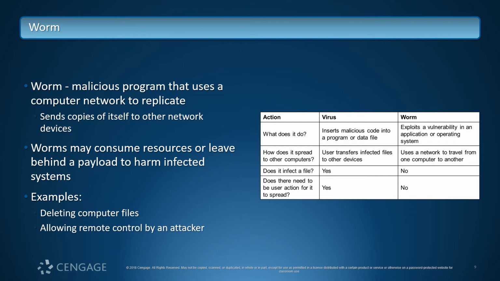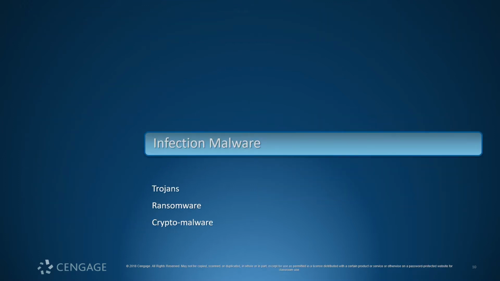Most virus and worm definitions have to be very, very rigorous. We have to say it's the primary method of attack, not a secondary. You could have a virus that does deploy something worm-like, and you could have a worm that deploys something virus-like. That is very common. Now, when we talk about infection malware, stuff that specifically is trying to infect and spread, we have Trojans, ransomware, and crypto-malware.